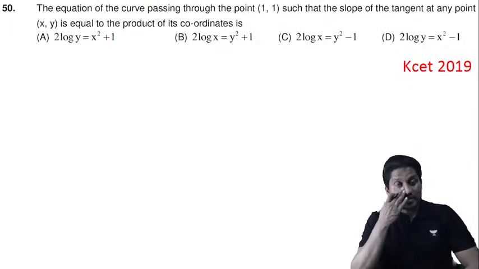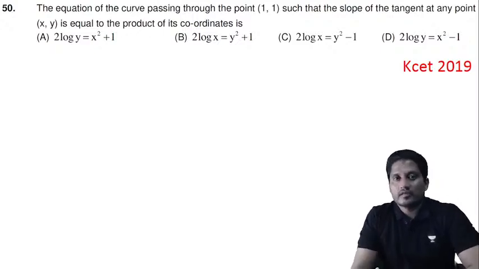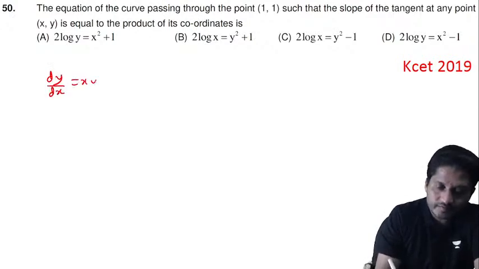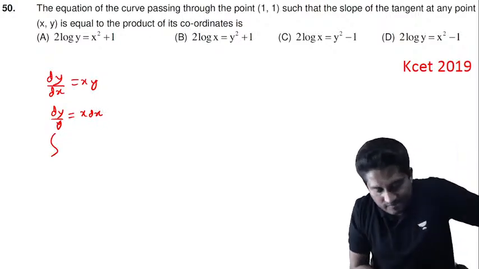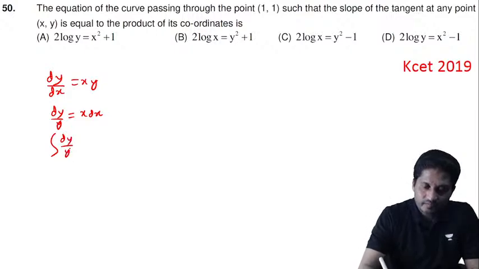The equation of the curve passing through 1, 1 says that the slope of the tangent at any point x, y is equal to the product of the coordinates. So dy by dx is equal to x into y according to the question. Dy by y is equal to x into dx. Now if I integrate, this can be written as dy by y is equal to integration of x into dx plus c. Integration of 1 by y is log y. Integration of x is x square by 2, plus c.